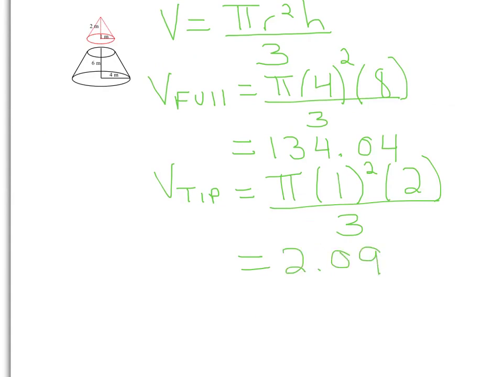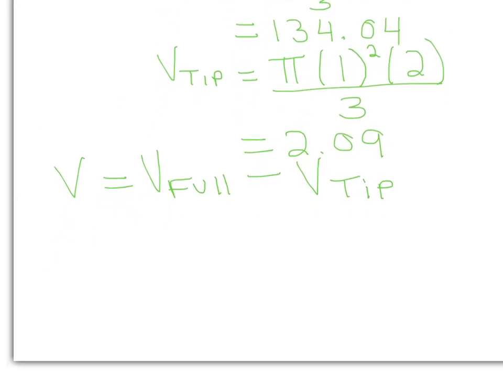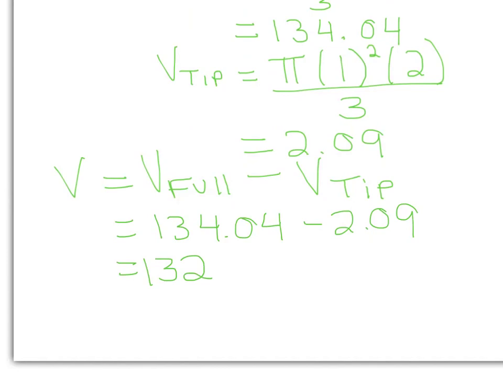2.09. So our next step is to calculate the volume for the frustum by taking the full volume and from that subtracting the volume of the tip. Okay, so we had 134.04 and we're taking away 2.09. And I'm just going to round that to the nearest meter cubed. 132 meters cubed.